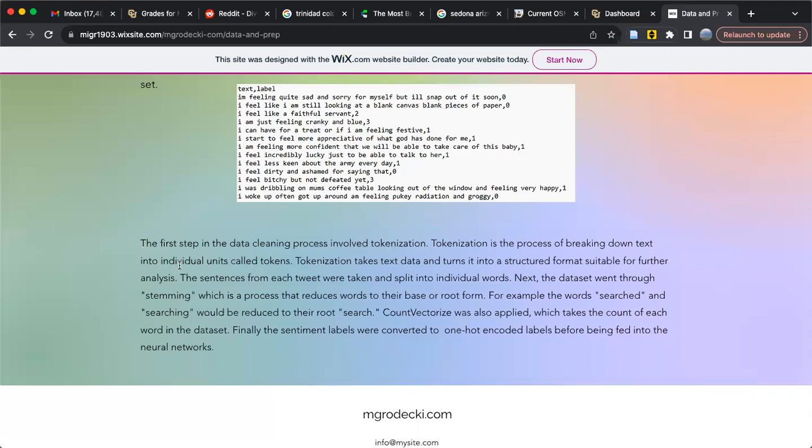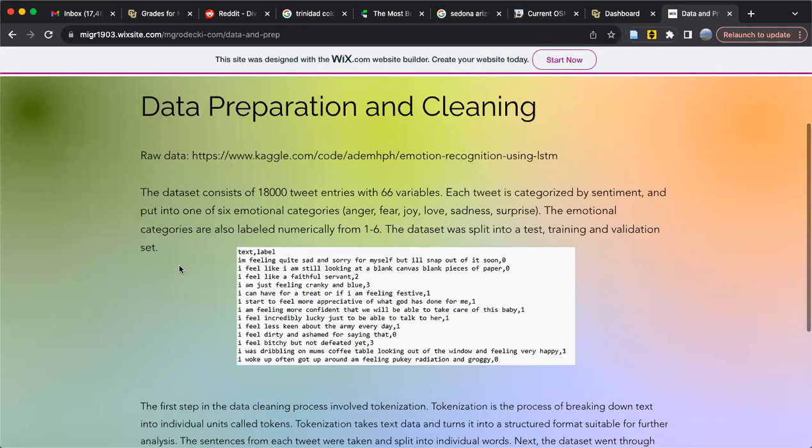And in terms of data cleaning, not much was really required. Only a few word organization tasks, such as tokenization, which is the process of breaking down text into individual units called tokens. And then stemming was also applied, which reduces words to their base form. For example, words such as search and searching would be reduced to their root search in the process of stemming. Count vectorize was also applied, which is a function that takes the count of each word in the data set. And then finally, the sentiment labels were converted to one-hot encoded labels before being fed into the neural networks.